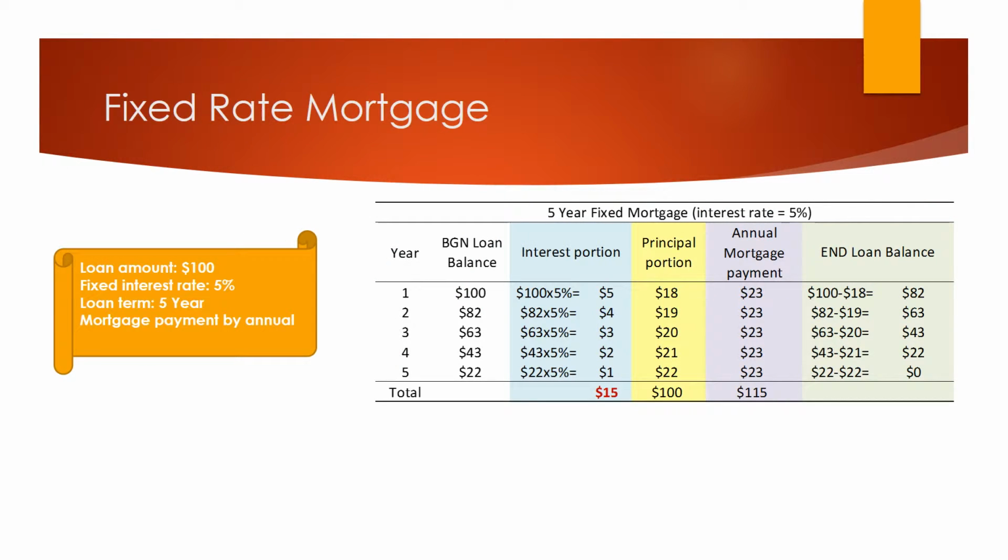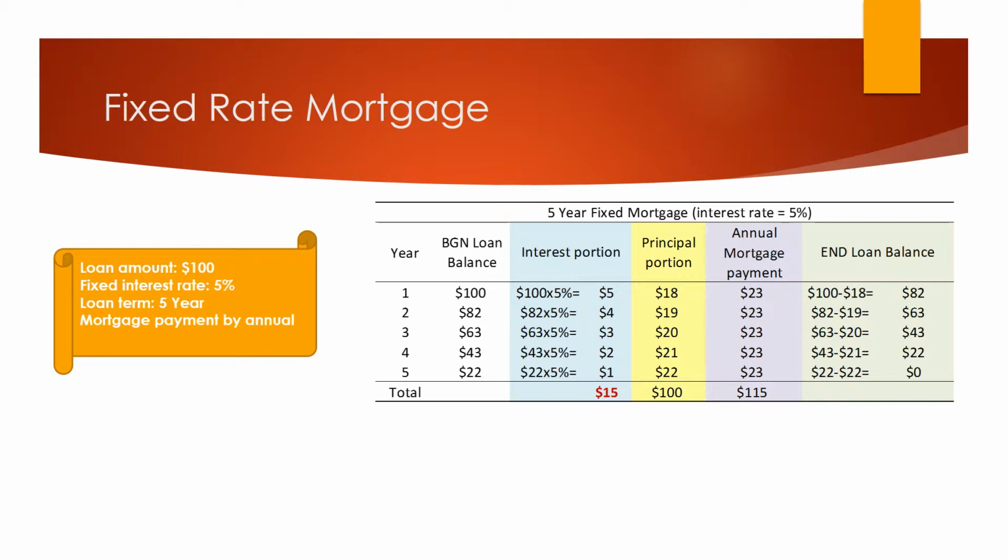In this video, I will start with an example of a traditional fixed-rate mortgage. Let's assume we borrow $100. Interest rate is 5%. The loan will be paid off within 5 years. In reality, the mortgage is usually paid monthly, but for simplicity's sake, for this example, I assume each mortgage payment will be paid once a year at the end of each year.